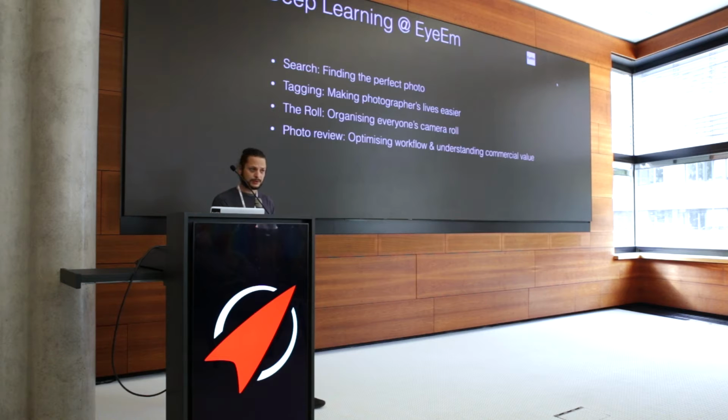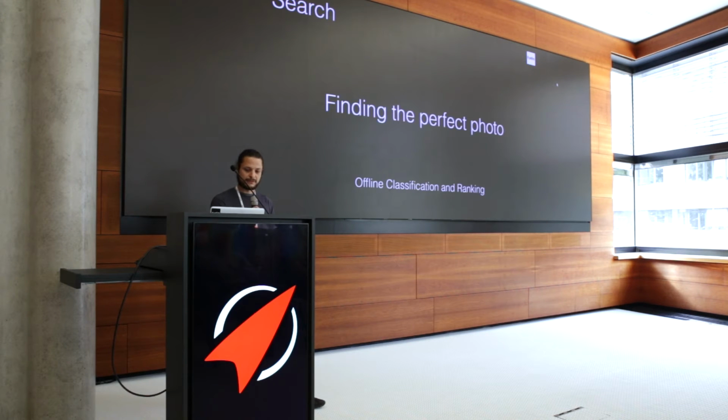I'm also going to talk about the Roll, a new product that we launched back in May, where we take these models and apply them on the camera rolls on the phone to organize everyone's photos. And then I'm going to talk about something very specific to the photography industry, which is the photo review process. When you want to sell a photo, there's a lot of things that happen behind the scenes, and I'm going to talk a bit about how we actually optimize this workflow and build models to understand the commercial value of a photo.